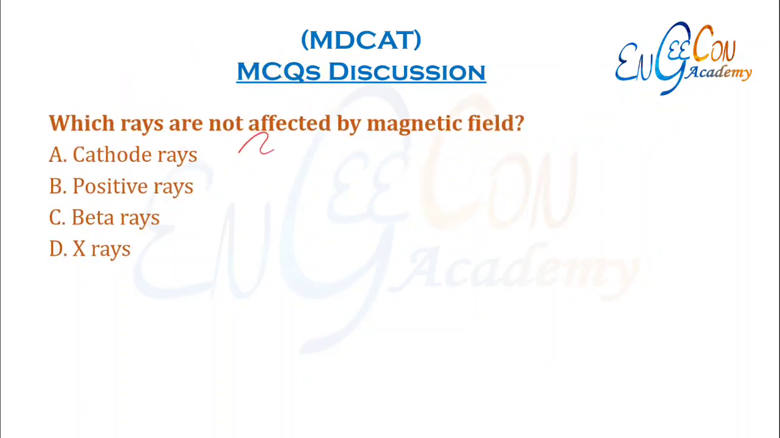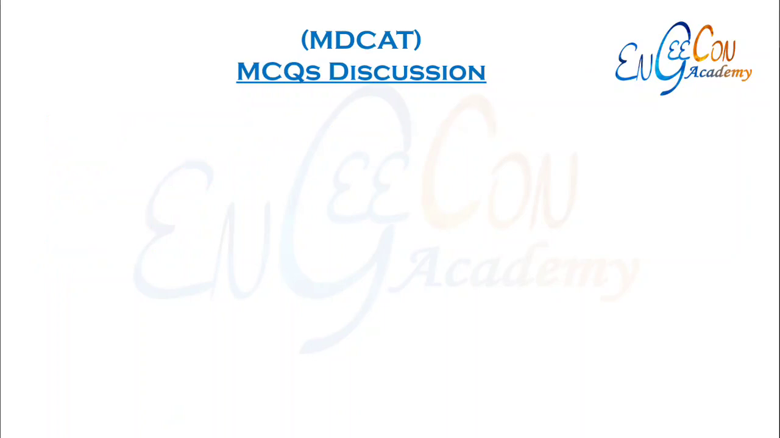Which rays are not affected by magnetic field? So those rays are not affected by magnetic field which do not carry any charge. Cathode rays are electrons, they are negatively charged. Positive rays are positively charged. Beta rays are also electrons, they are negatively charged. And X-rays are neutral since they are electromagnetic radiations, so they are not affected by magnetic field.